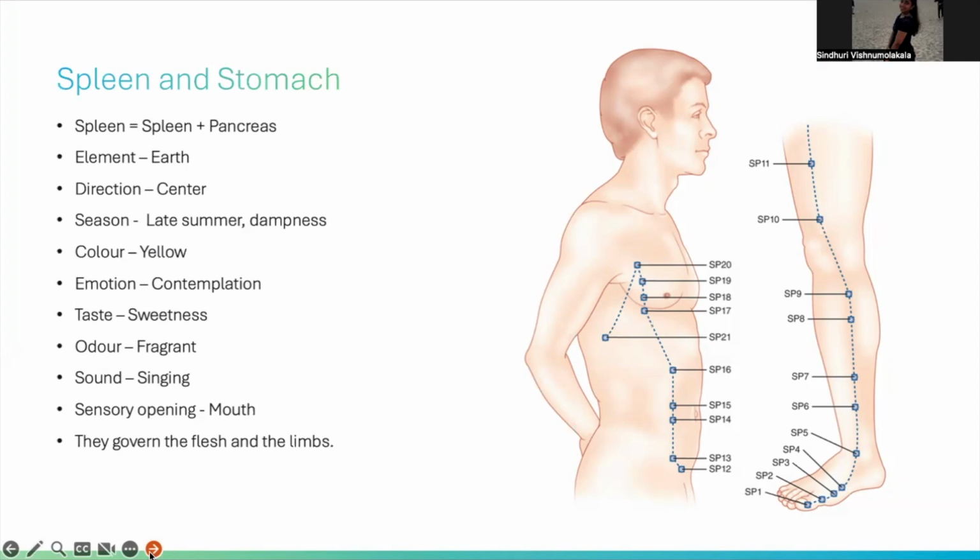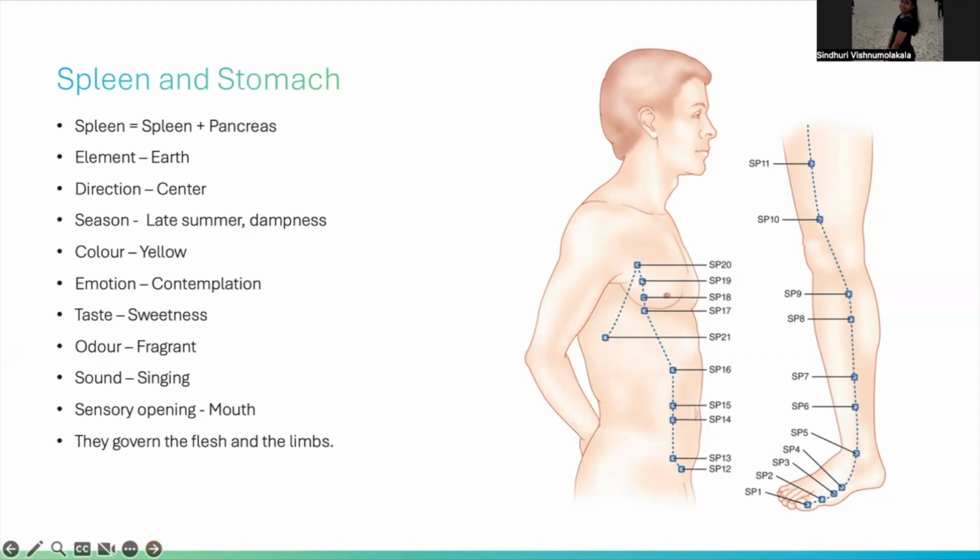Now the spleen here is considered as spleen plus pancreas together, and the element they relate to is earth. The direction is center. They relate to late summer or dampness. Yellow color, the emotion related is contemplation. Sweetness, fragrant odor, singing sound, and they open into your mouth. You can understand your stomach and your spleen by reading your mouth, and they govern the flesh and the limbs.